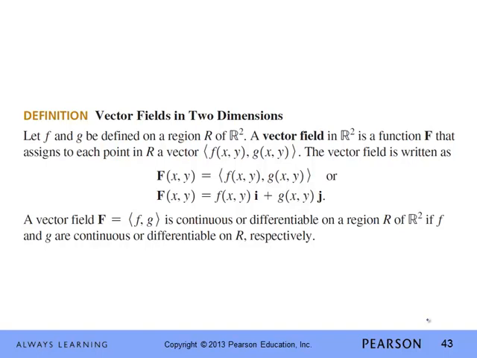So you could use the component form or the i hat, j hat form. Hey, after all, it's a vector. But each of the components of your vector will be functions of x and y. We could talk about your vector function being continuous or differentiable only if the component functions are continuous and differentiable, respectively.